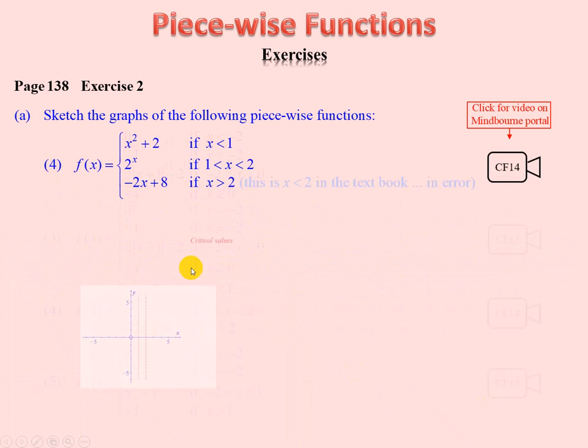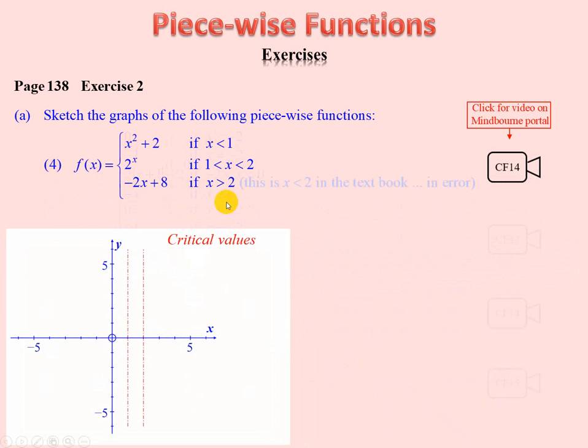Number 4, there are critical values 1 and 2, and our light graphs, y equals x squared plus 2, there it is there, y equals 2 to the x, that one, and y equals minus 2x plus 8, there we are there. The green to the right, so therefore y equals minus 2x plus 8 to the right. The red, which is this one, the exponential graph, so therefore the exponential graph between, and the parabola to the left.